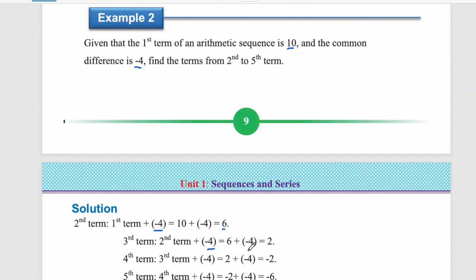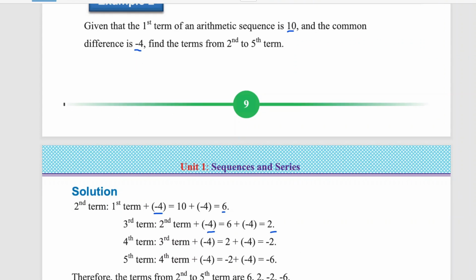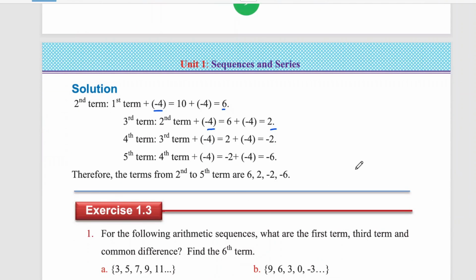The third term is second term plus minus 4. Second term is 6. 6 plus minus 4, 2. The fourth term is the third term plus the common difference, which is minus 4. Then 2 plus minus 4, minus 2.